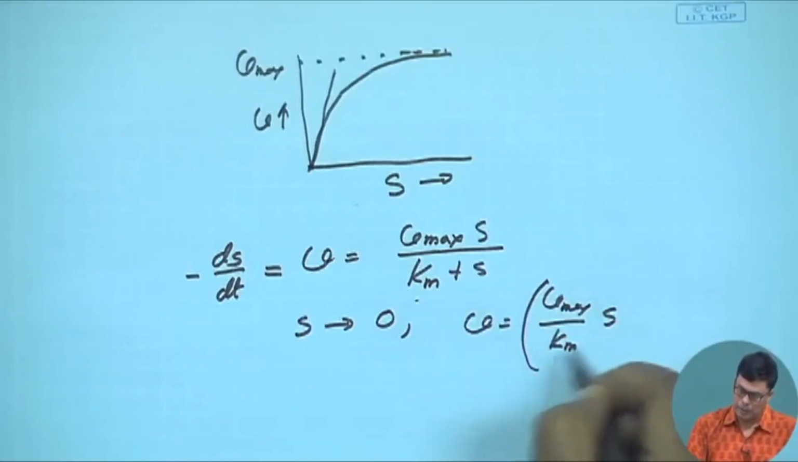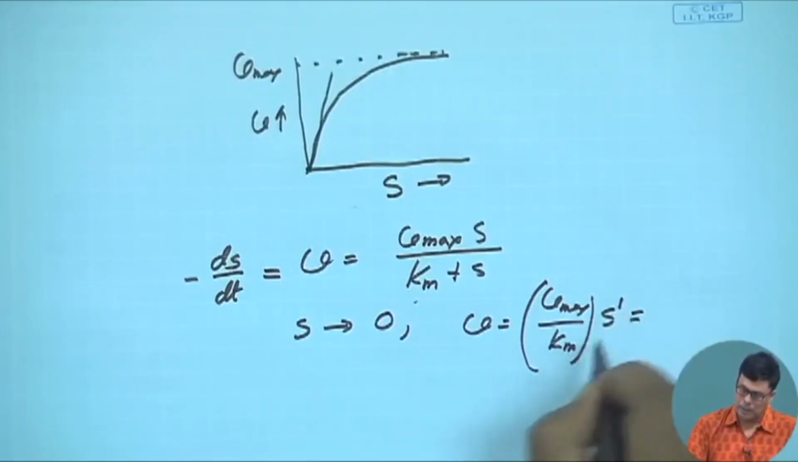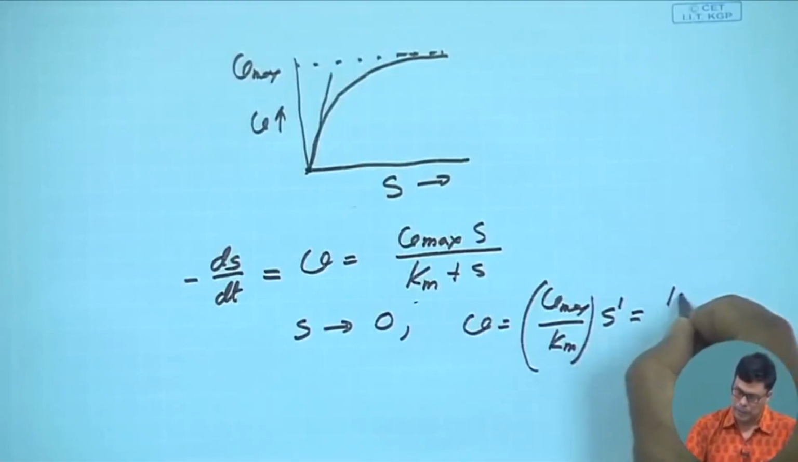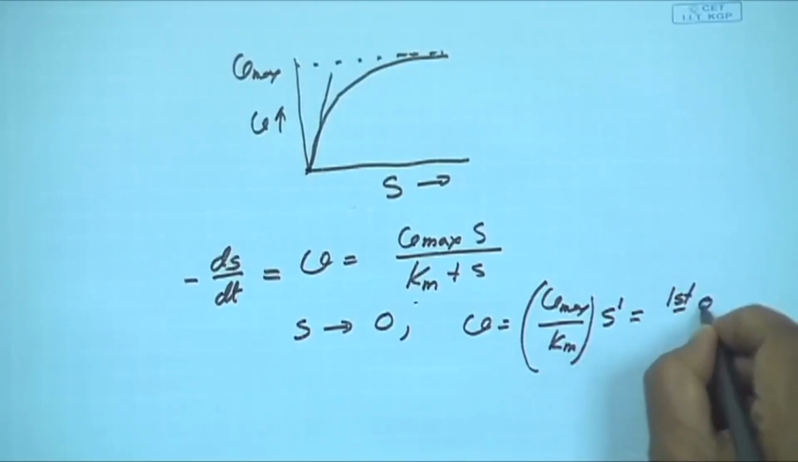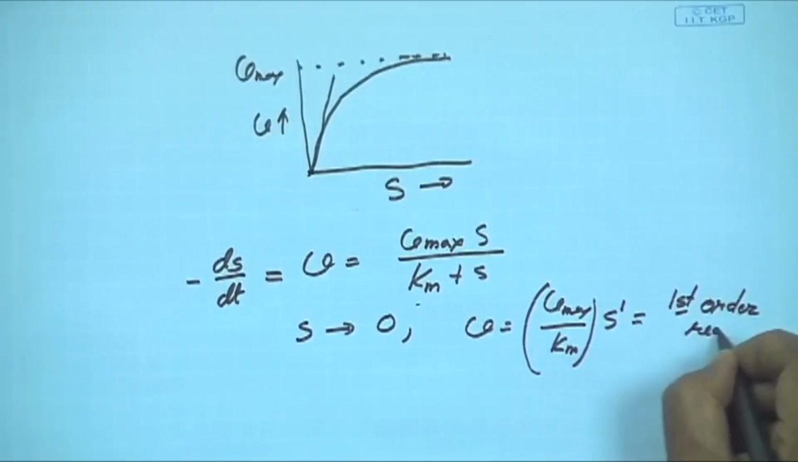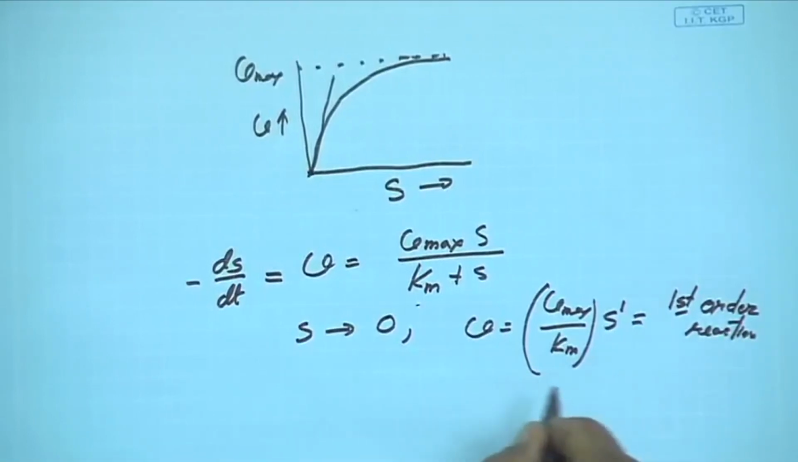So I can write, now this is constant, am I right? And if this is constant, this is 1. So this is a first order reaction. So at low substrate concentration, it follows the first order reaction.